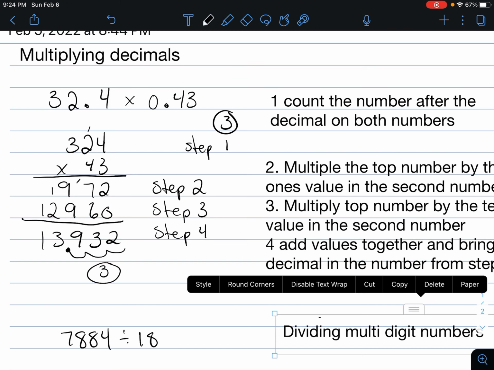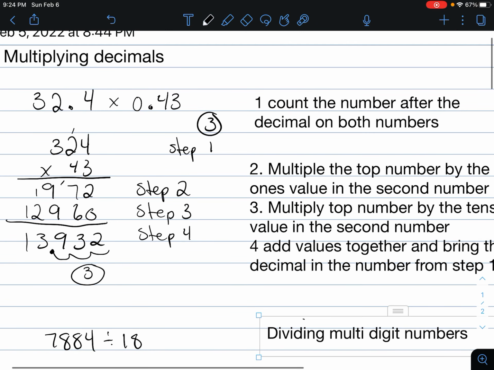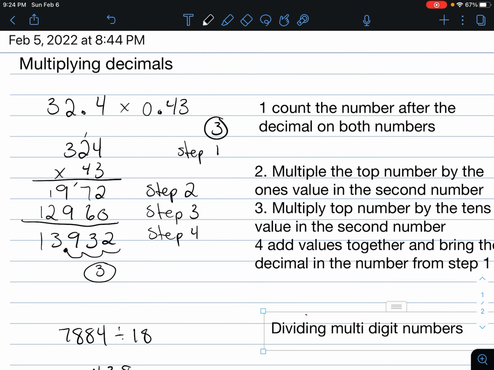Okay, step 2, multiply the top number by the ones value in the second number. Here I rewrote the numbers without a decimal, so it's 324 times 43. We're going to multiply 324 times 3. That 3 is in the ones place now. When you do that, you get 1972.